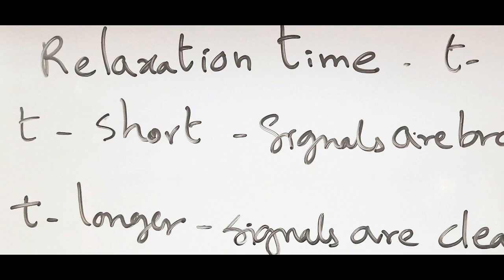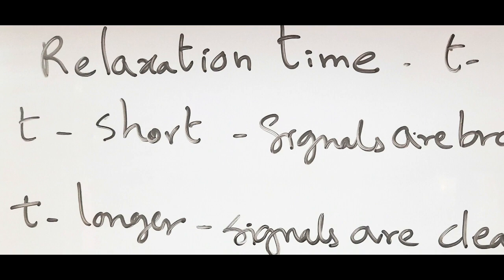The nuclei is in the excited state. If it loses its energy, it goes to the ground state. This process is called relaxation. The relaxation takes place in two ways. One is spin-lattice relaxation and another one is spin-spin relaxation.